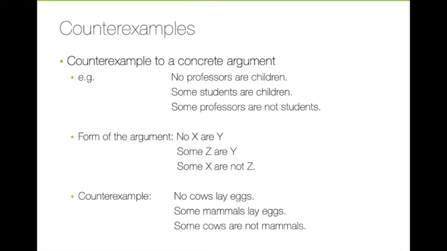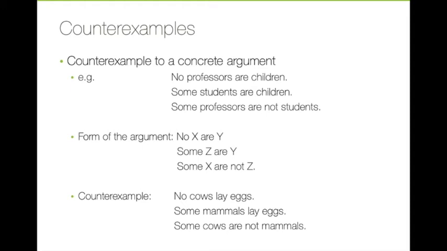In that counterexample, the premises are a proper substitution instance with cows for x, lay eggs for y, and mammals for z. And it's a substitution instance that makes the premises true but the conclusion false. So constructing a counterexample with the same form as the original argument shows that the original argument was invalid. In the original argument, even though all the statements were true, those premises didn't justify that conclusion. So a bunch of true statements does not a good argument make.